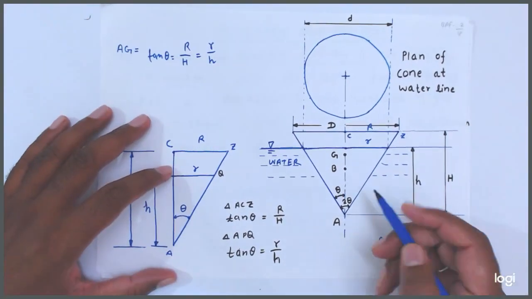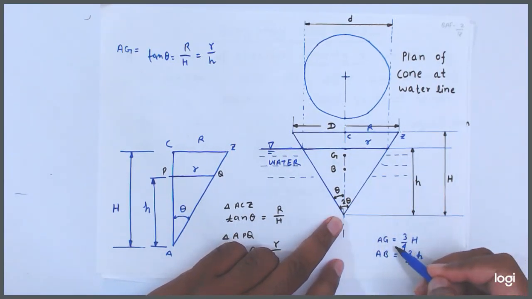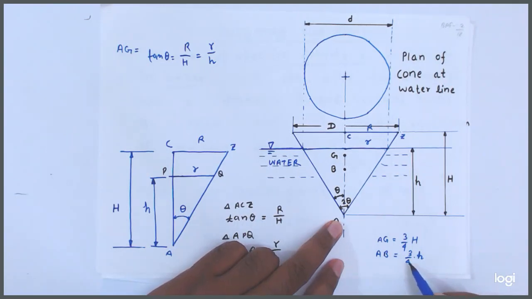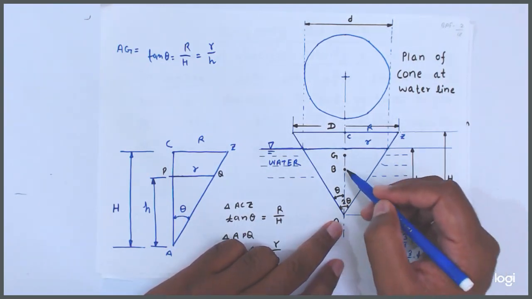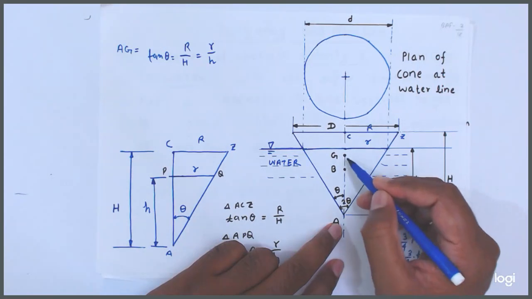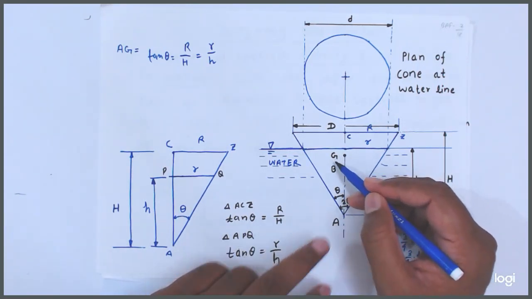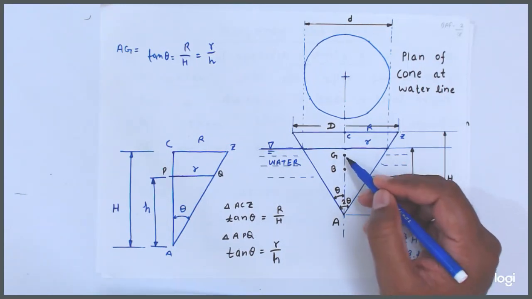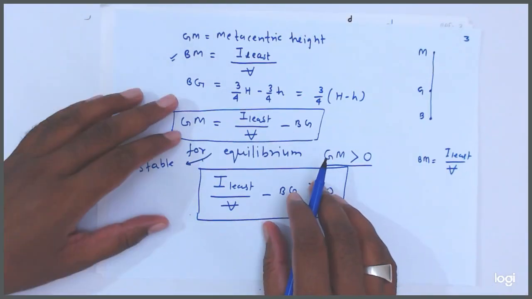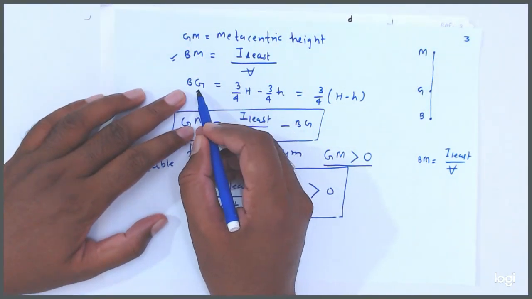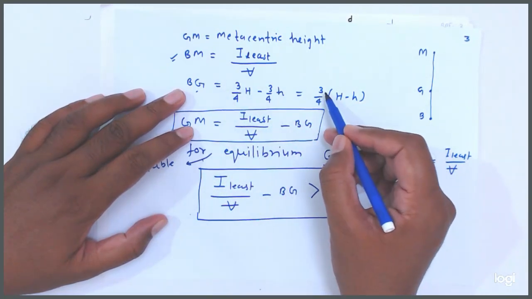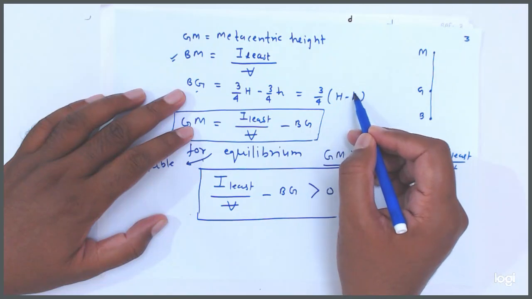I already explained here, friends. This AG value is equal to how much? 3 by 4 into capital H, and AB value is equal to 3 by 4 into small h. So this distance AG minus AB will give the distance BG. So from here, this BG value is 3 by 4 capital H minus 3 by 4 into small h, so it will give 3 by 4 into (capital H minus small h).